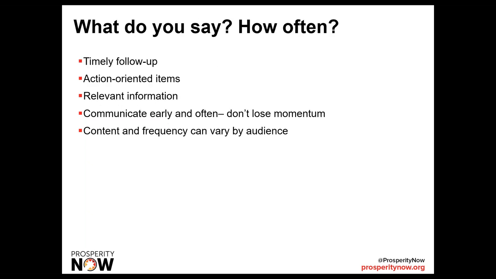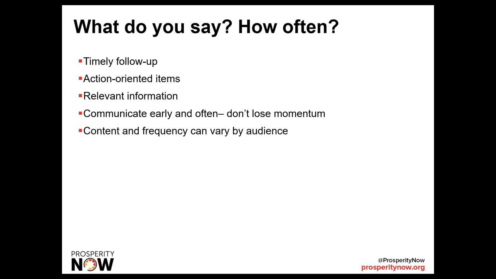I think it's important with coalitions, we talk about how you always need someone to do the work, and that we're paying attention to communications. One thing in collective efforts, if it's not a priority item for the different organizations, it can be very easy to lose momentum and lose engagement. So having timely follow-up and action-oriented items, sharing relevant information that people in your network, your group, your coalition actually want to read, find valuable, and are helpful resources for them, paying attention to what it is that you're sharing and how often you're sharing it.